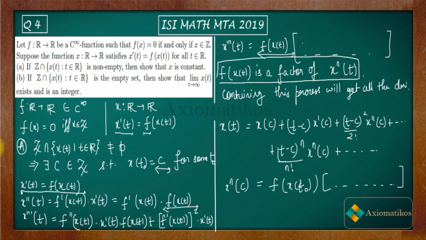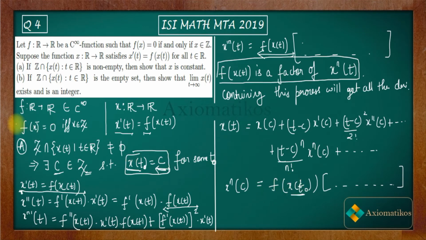Let us say you have to write x'(c). Then what you will do? f of x(t naught), because this is what we are getting from here. I am just changing it to t naught. Now x(t naught) is actually an integer, because it is equal to c, and c is an integer. So that's why it's equal to f of c.